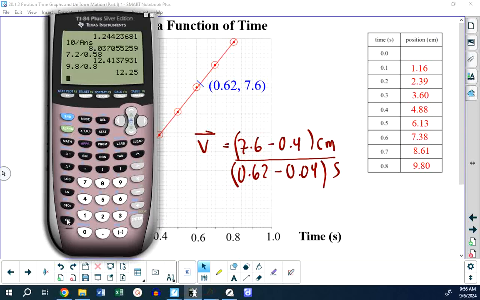So I'm going to take 7.2, which is the numerator. You can subtract those numbers if you want. I know what it is. 7.2 divided by 0.58. And again, you can subtract them. So 12.4.